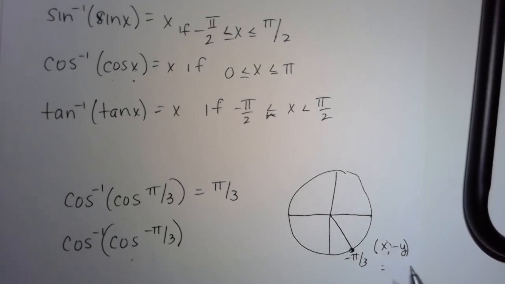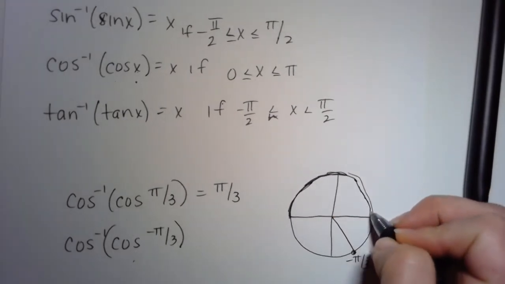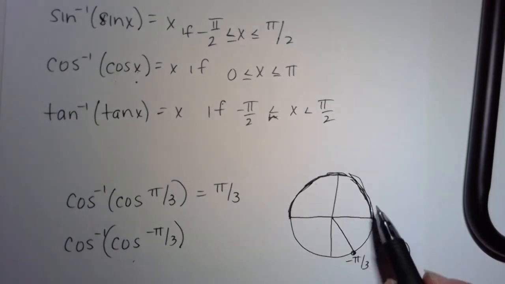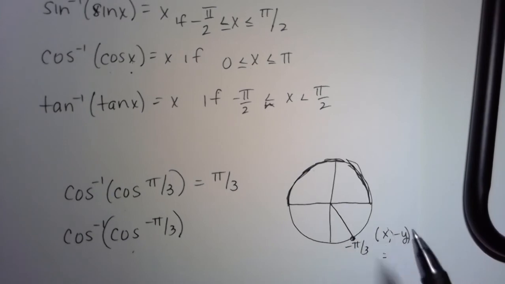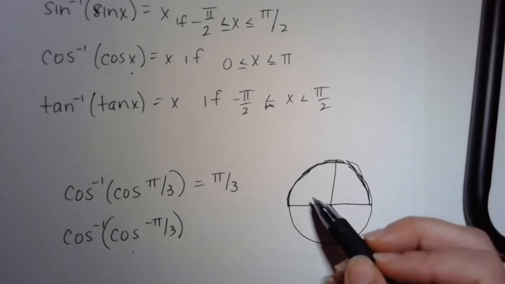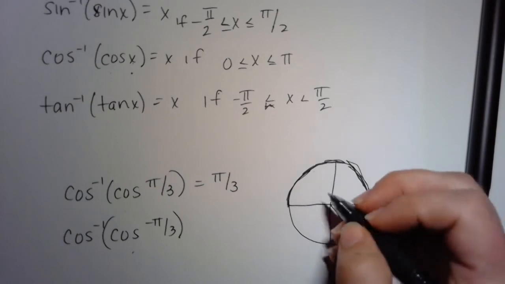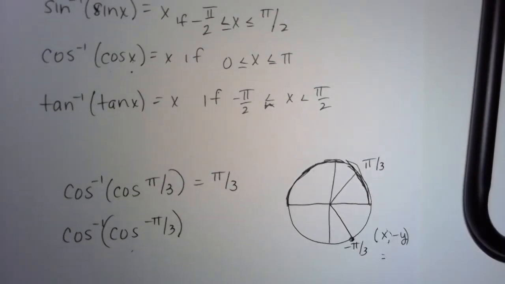So we want to choose, because cosine's domain is restricted to just the top half, right? We want to pick a value of theta between 0 and pi that has the same x coordinate as negative pi over 3. Okay, so the x is positive in this quadrant and x is negative in this one. So we want to pick something in this quadrant. And so we're going to choose positive pi over 3 here.